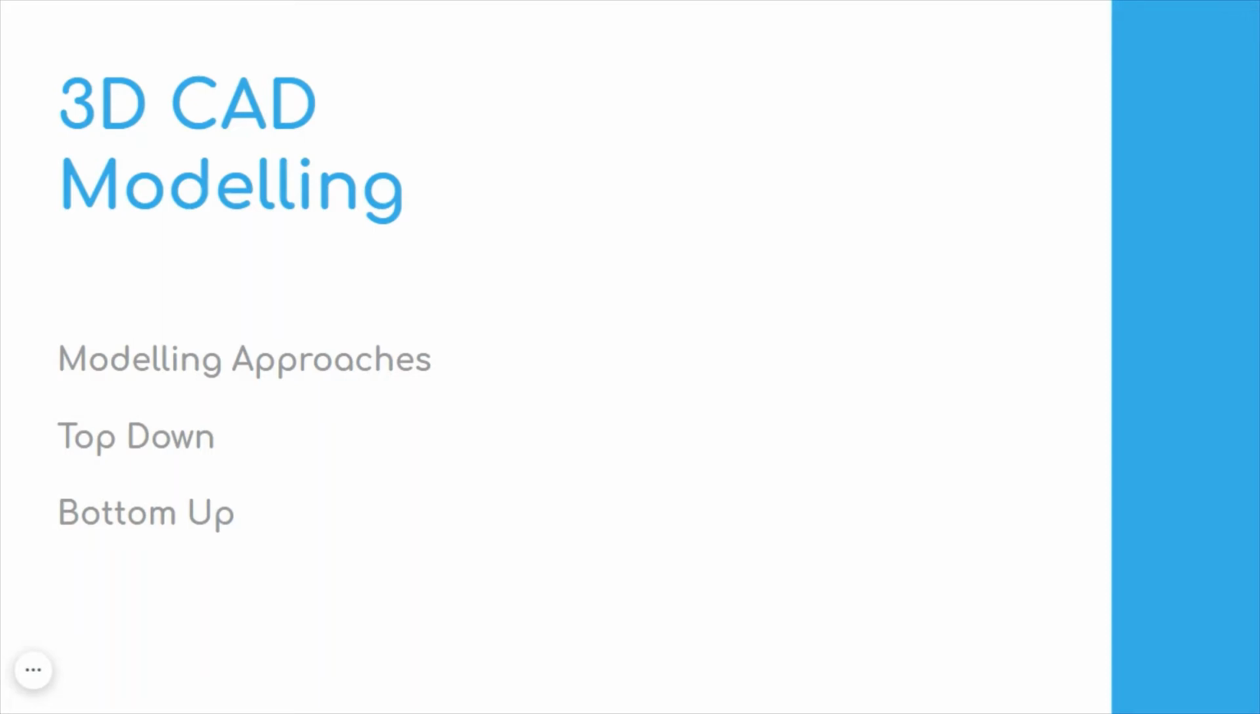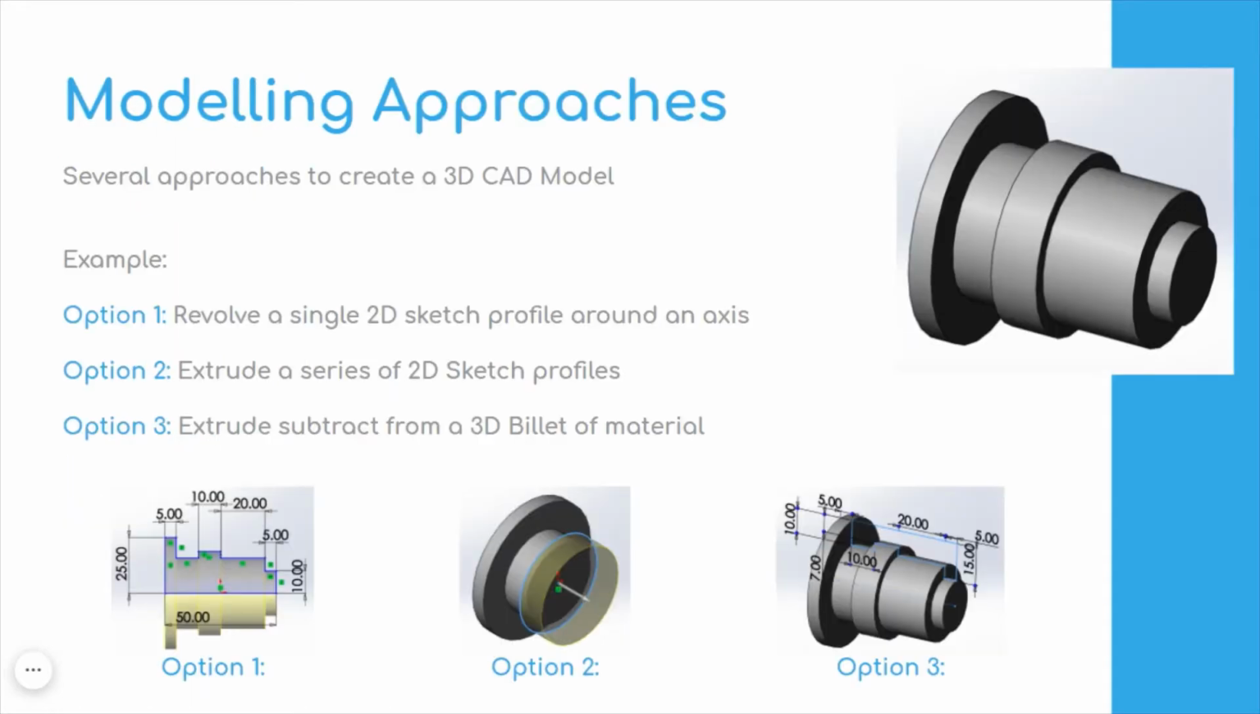Okay, in this video we're going to talk a little bit about 3D CAD modelling. I'm looking at the different modelling approaches you can take and just to discuss the difference between top-down modelling and bottom-up modelling. If we look at this CAD component here in the top right hand corner, what we've got is a component which is cylindrical in shape with a range of different diameters. And as I say, there are always several ways to go about producing this on CAD software.